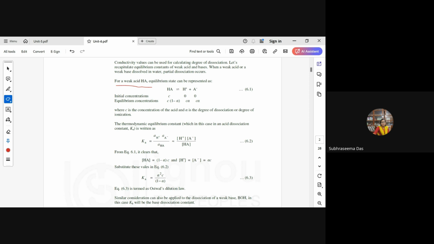So considering the thermodynamic equilibrium constant, Ka, it can be written approximately as the concentration of H+ times the concentration of A- divided by the concentration of HA.